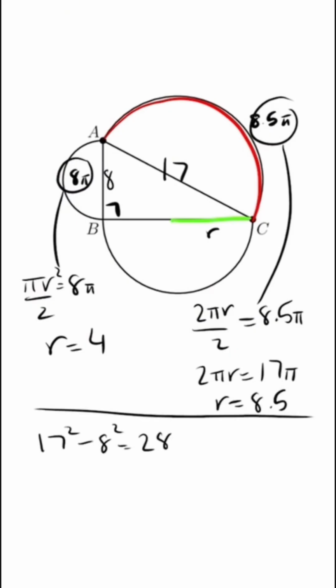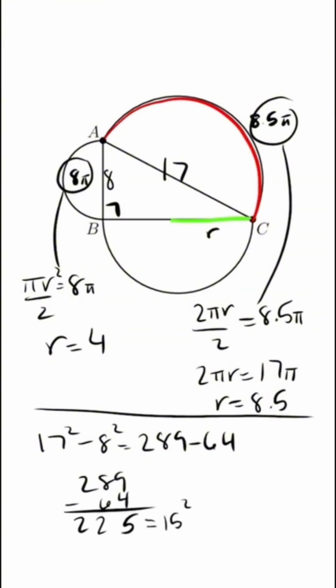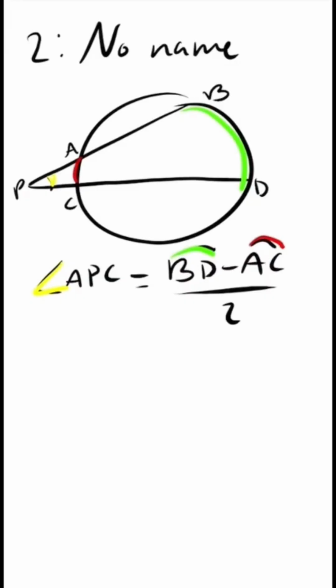To find BC, we can do the Pythagorean theorem on triangle ABC, which would give us that BC is 15. And since the radius of the semicircle with diameter BC is half of the diameter, which is 15, we know that r is 7.5.